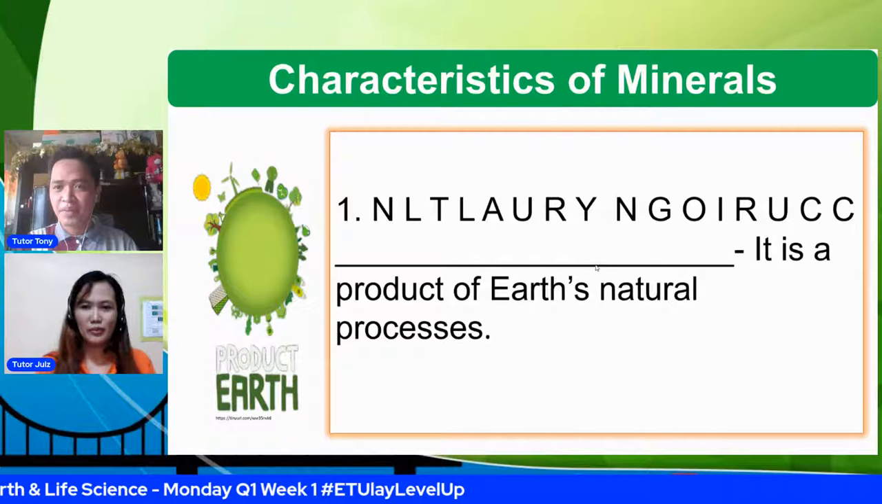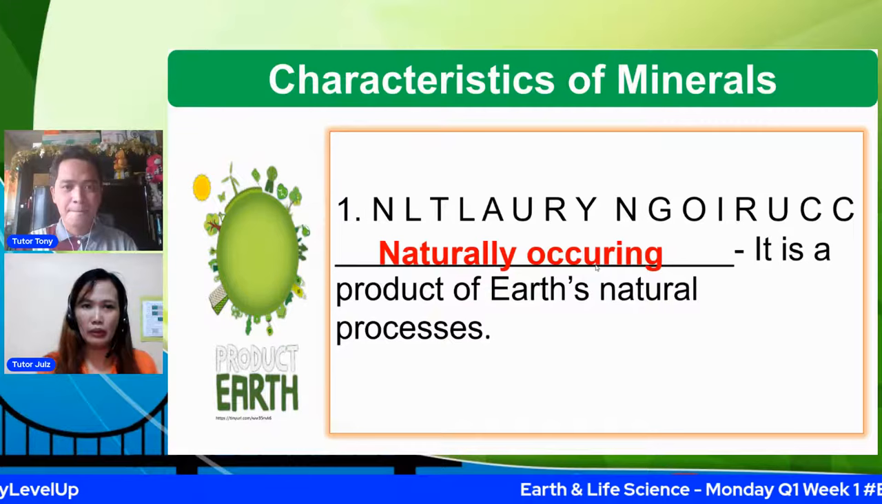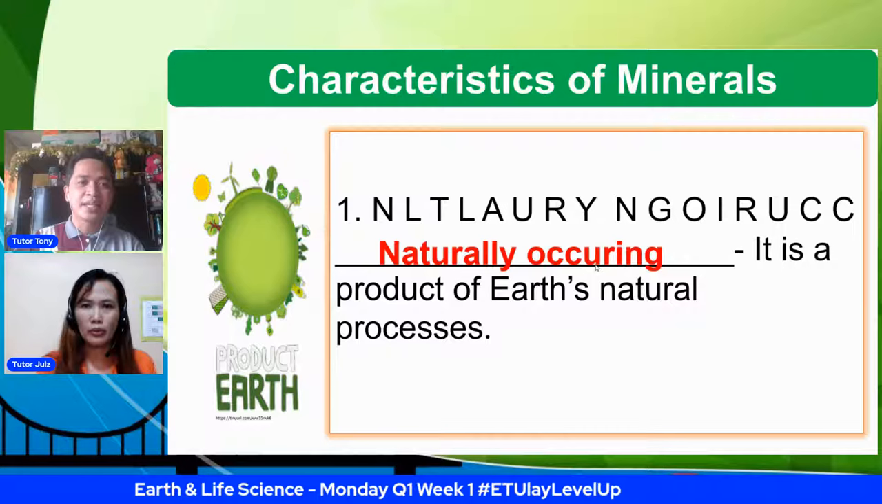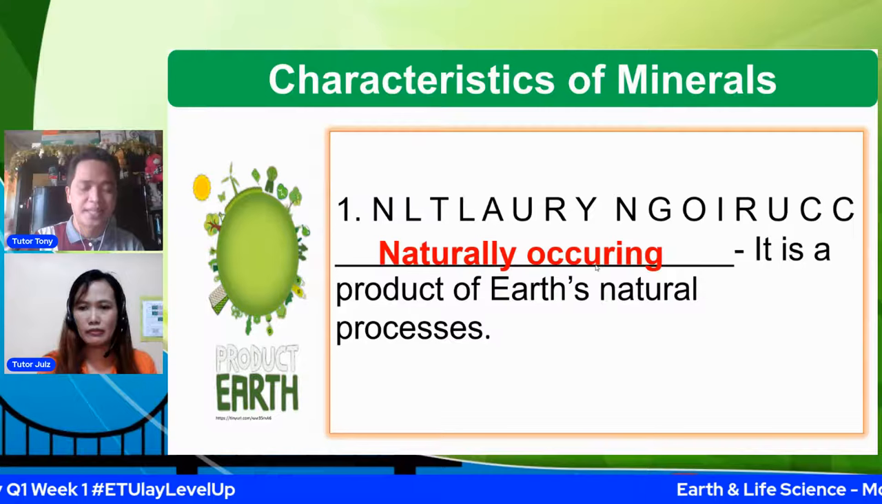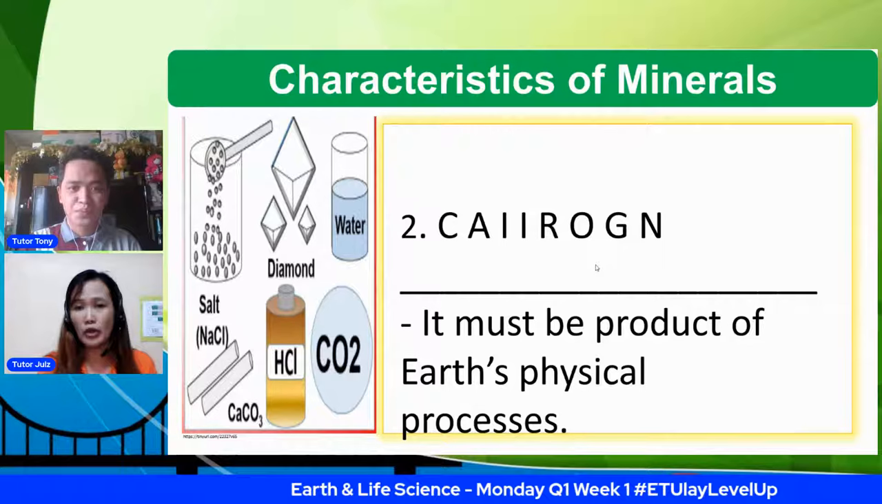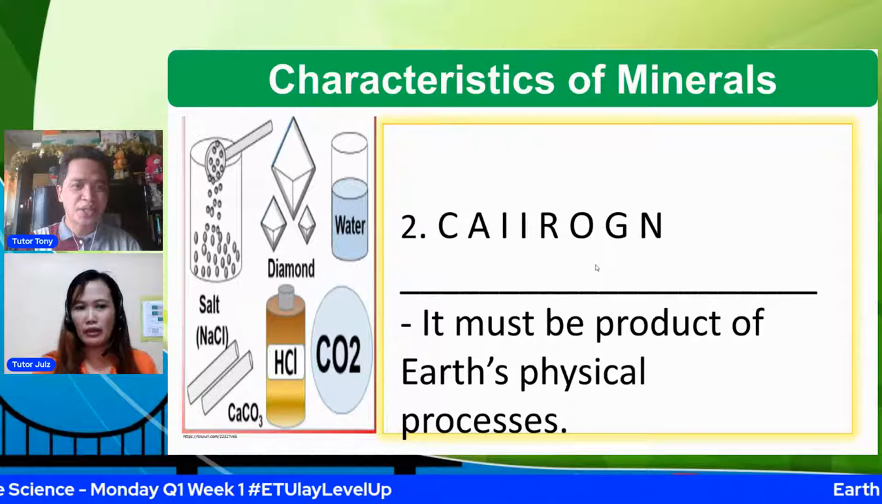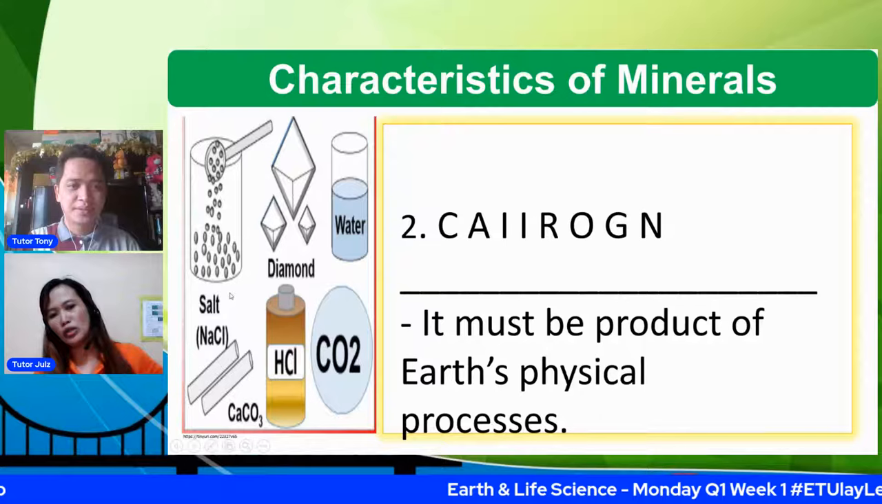Okay, for the first word, one characteristic is naturally occurring. Para masabing mineral yung nag-exist, it should be naturally occurring sa ating planet. All right, next tayo, ma'am. So next, it must be a product of Earth's physical processes. Okay. May mga clues si Ma'am Jules dyan sa left side ng screen ninyo. Salt, which is known as sodium chloride, a diamond, water, carbon dioxide, hydrogen, and calcium carbonate.